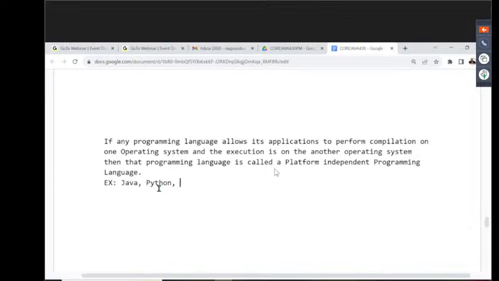All of you are getting it or not? Java, Python, even C Sharp .NET, all these are platform independent programming languages. But our required point is Java. Now we have to understand why Java is a platform independent programming language. Similarly, we can analyze Python and C Sharp .NET also, but I'm not going to talk about these two. I'm going to talk only about the Java programming language, how Java is a platform independent programming language.